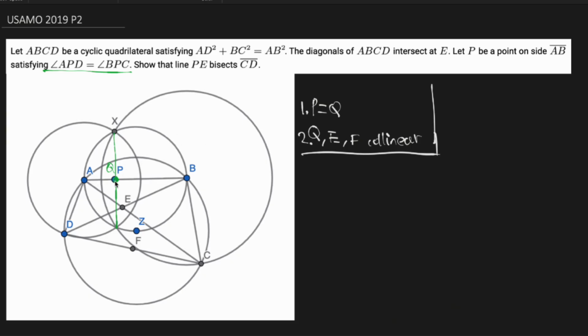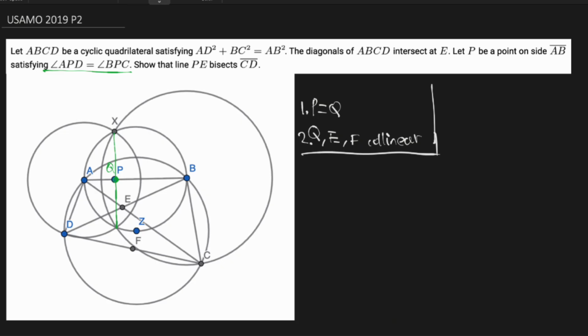So, we also have the condition that APD is equal to BPC. If we slide P along the line AB, if we slide it across this way, APD will decrease and BPC will increase. If we slide it the other way, the other thing will happen. So there's exactly one point P on AB such that APD equals BPC.